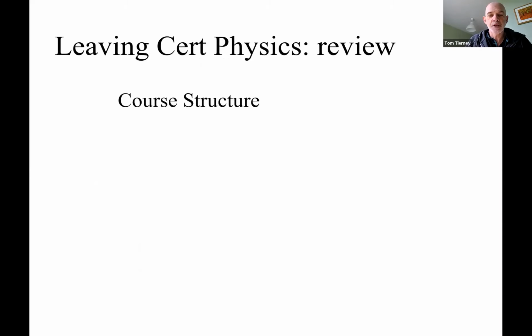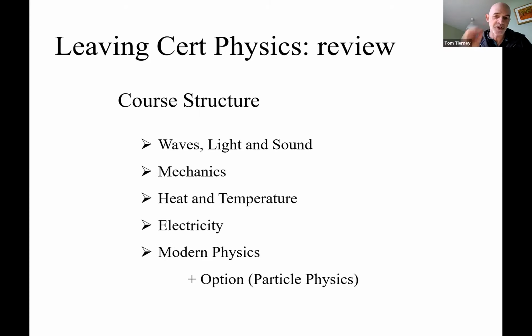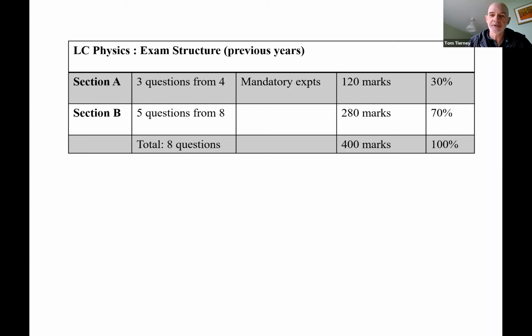Right, so let's do a review of where we are before we finish up. So our course structure: the waves, light and sound, mechanics, heat and temperature, electricity, modern physics, which usually includes the optional particle physics. If you're looking back through past papers, this is the way they're structured. But when you look at it, this year is going to be a variation on that. So 2 questions from 5 in section A and 4 questions from 9 in section B.